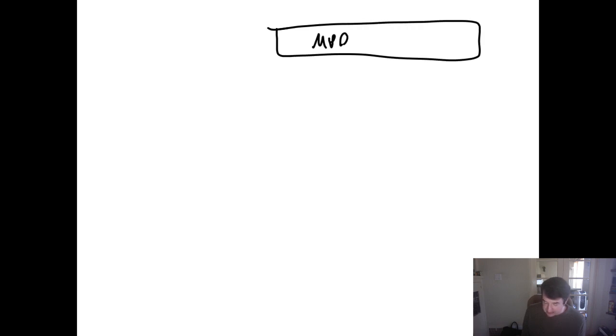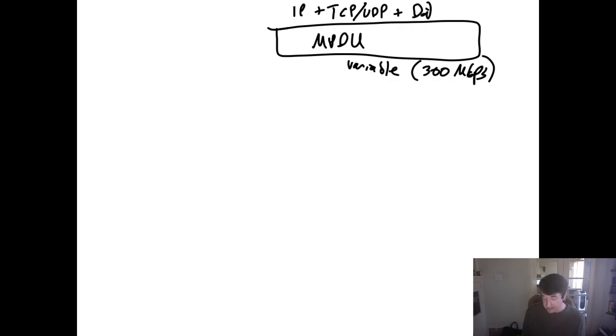But yeah, so what I was saying there was we have the MPDU. This is the part that is going at a variable speed. In my case, it was about 300 megabits per second. This is the part that includes the IP header and the TCP or the UDP header and our application data.